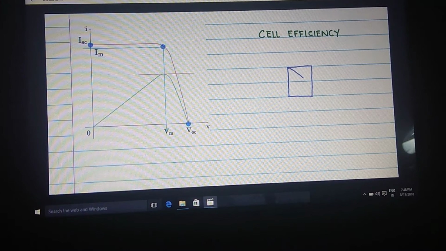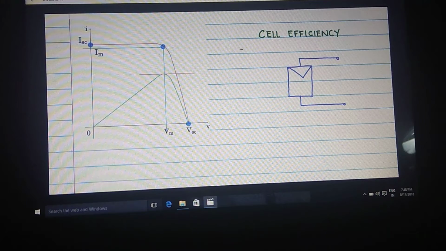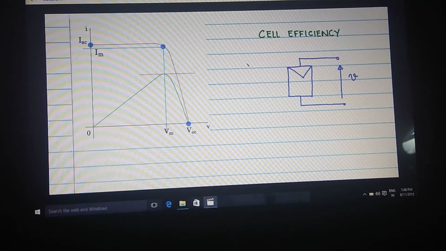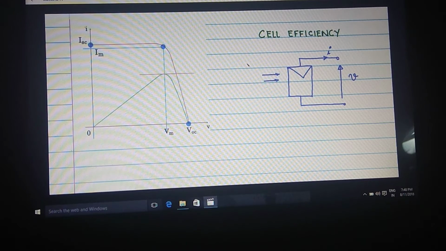As drawn here, it has the two terminals, V and I. The input is the incident solar radiation.